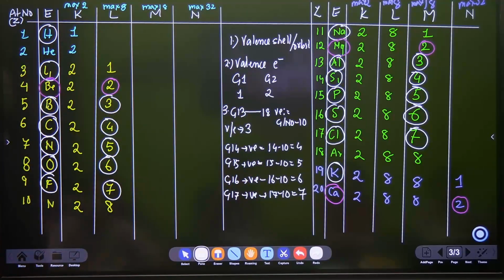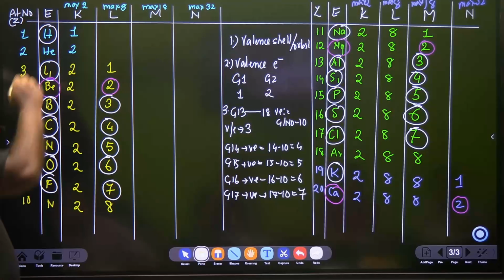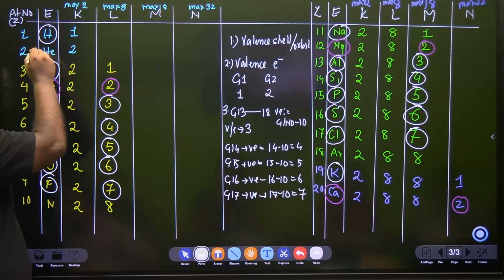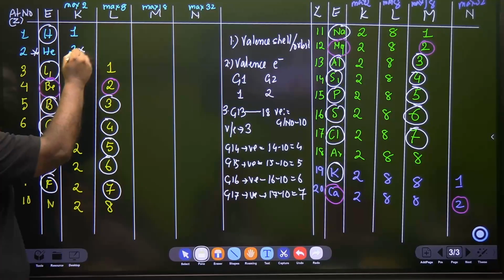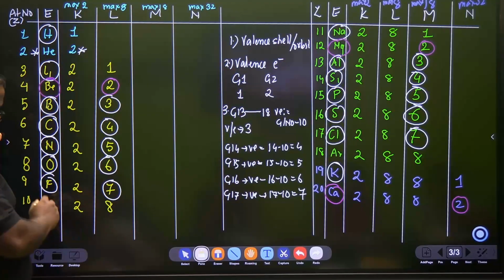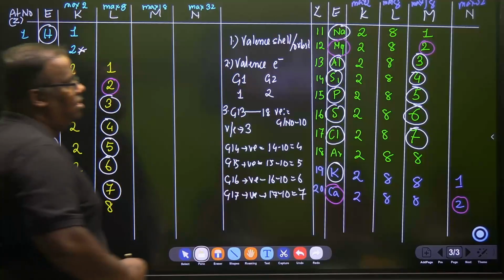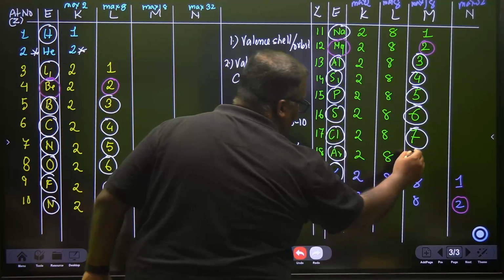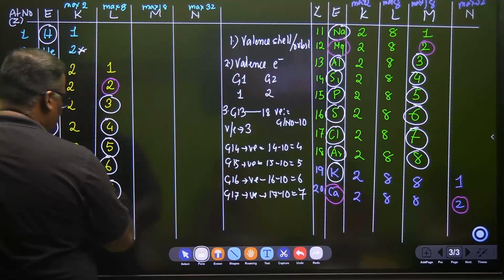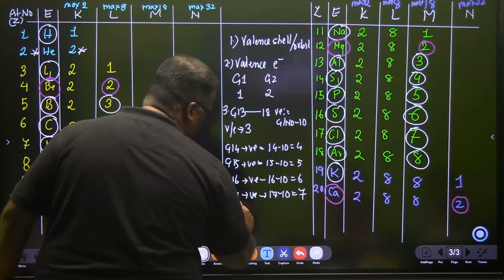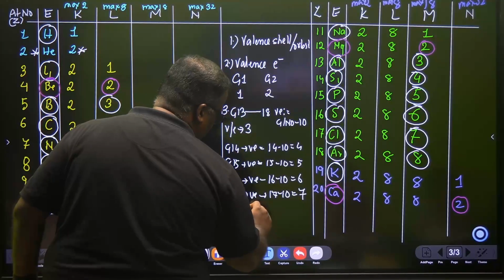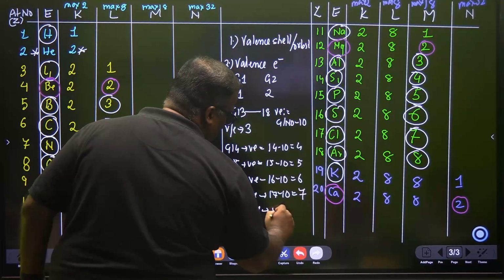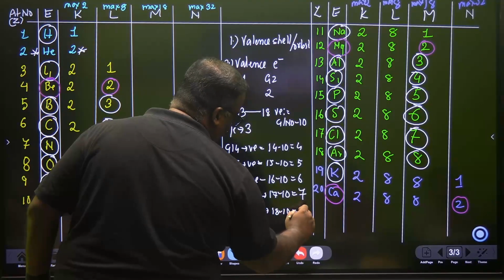So if you see group number 18, in group 18 we have not yet ticked it. I'm just putting an asterisk out here because there is some problem here. The rest of the group 18s are the neons and the argons. If you see 8, you find an 8 here also. So group 18 valence electrons is 18 minus 10, which is equal to 8.